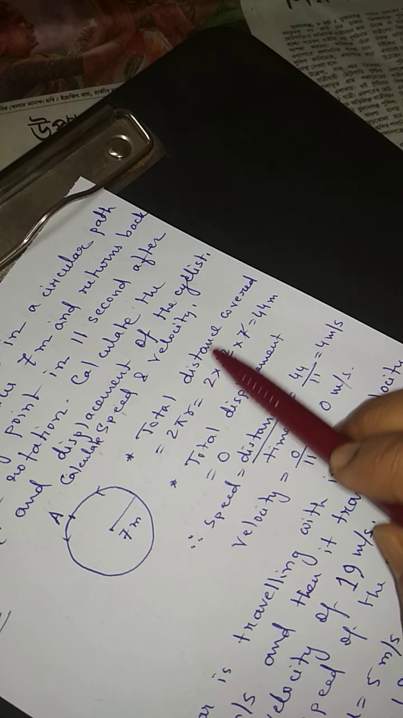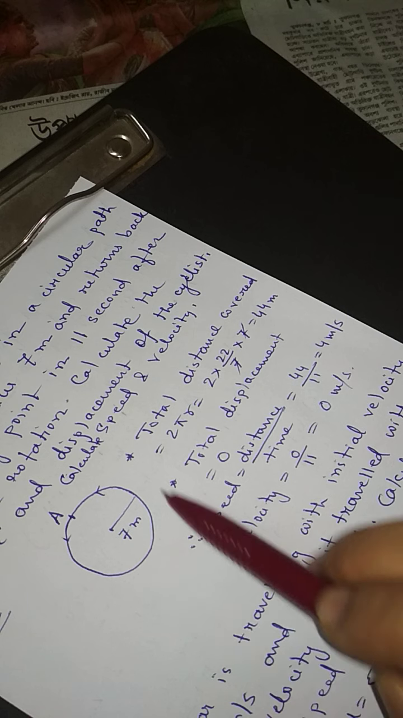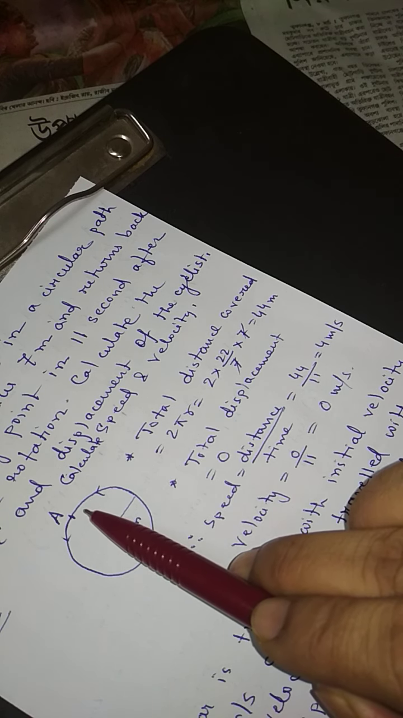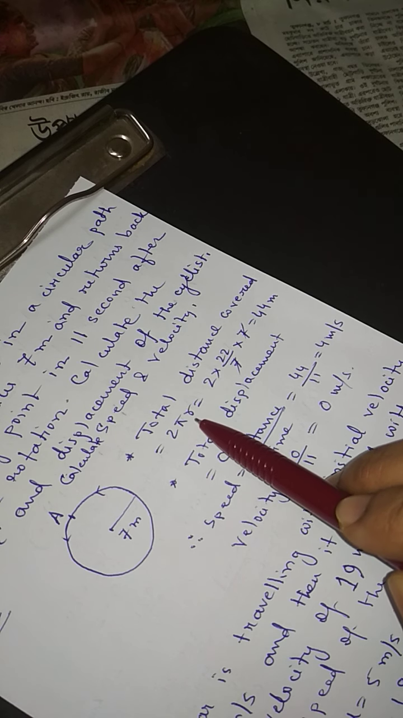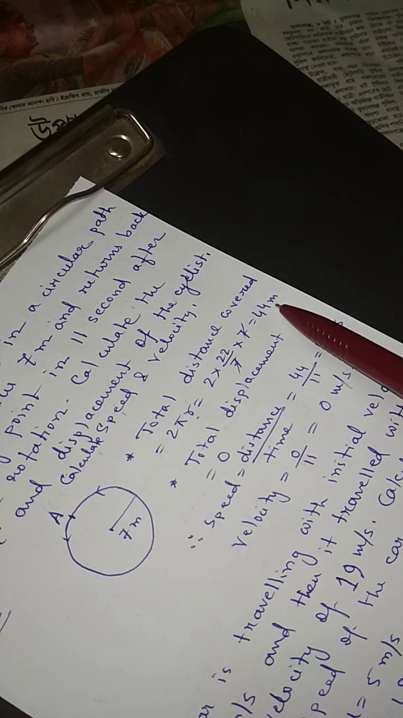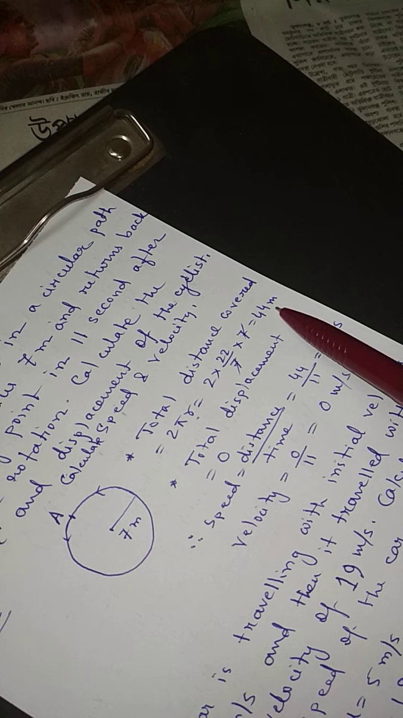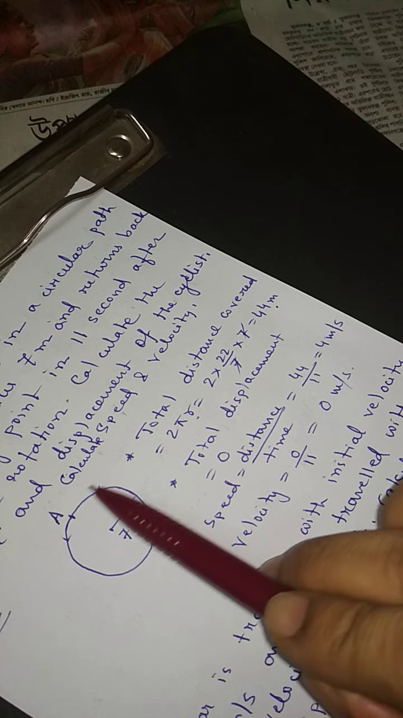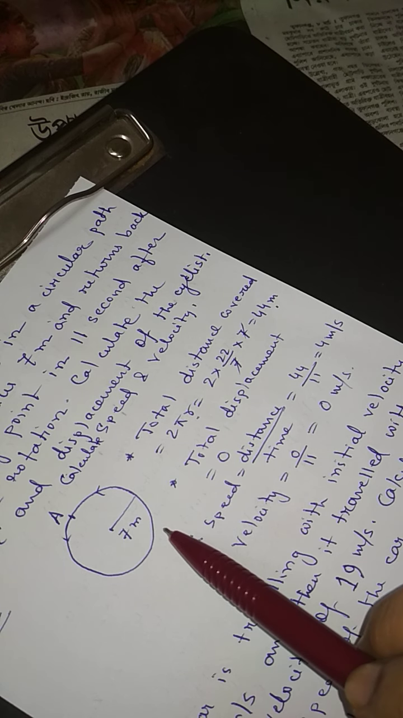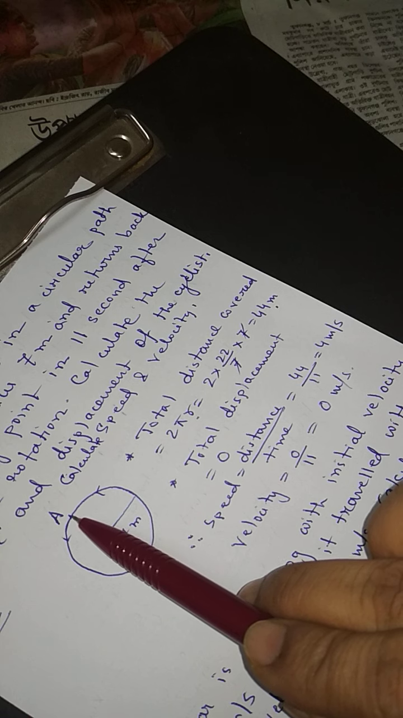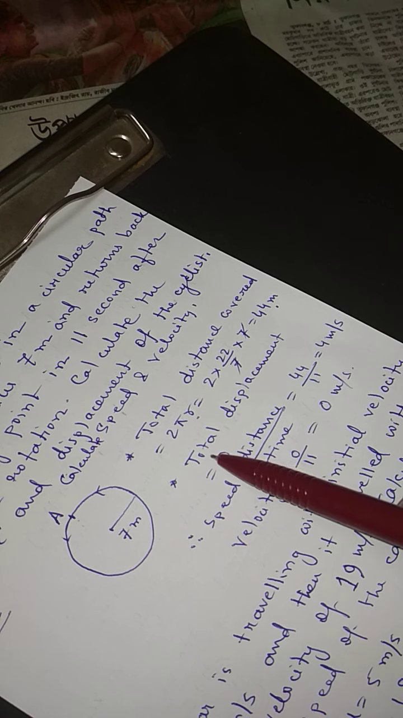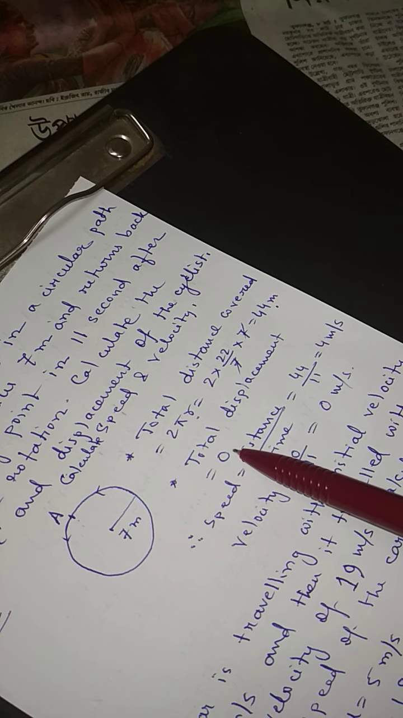So what is the total distance covered? Total distance covered is the perimeter of the circular path. The formula of perimeter is 2 pi r. So we have written 2 pi r. The total distance covered is 44 meter. But this is the distance traveled, 44 meter. So what is the displacement now? Displacement is 0. Why? Because it started from A and its end point is also A. So there is no displacement. So we have written total displacement is 0.